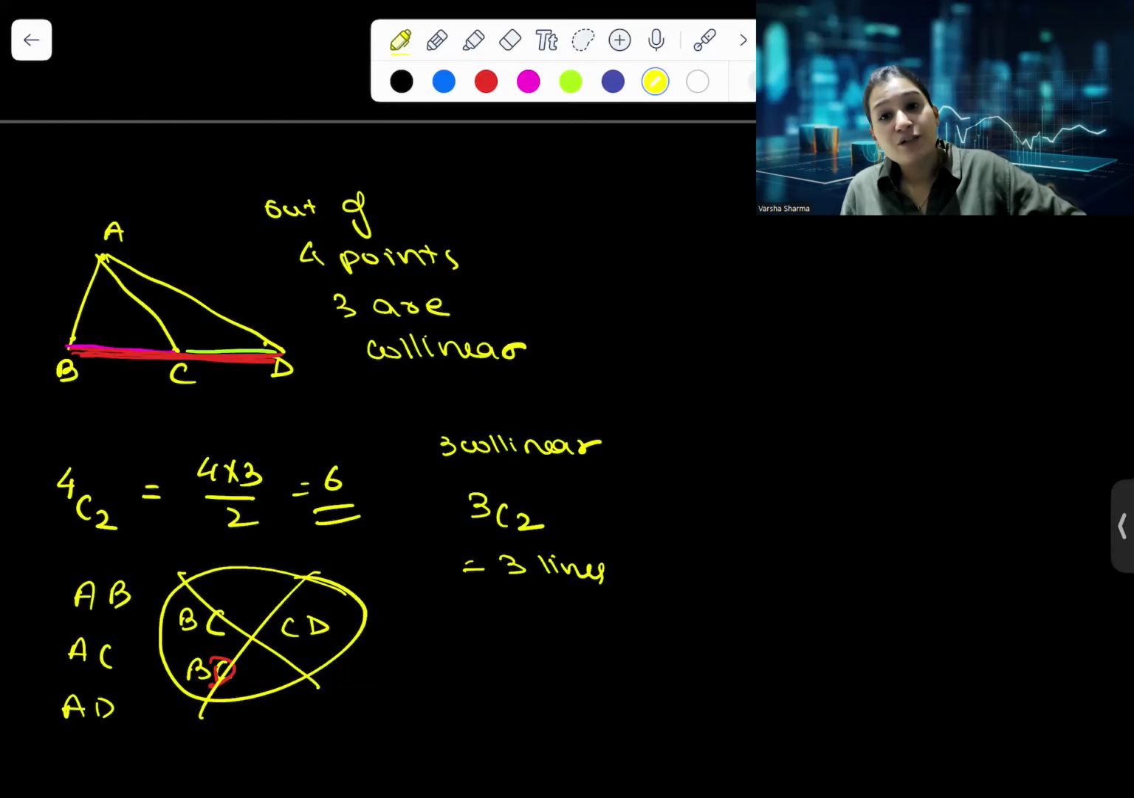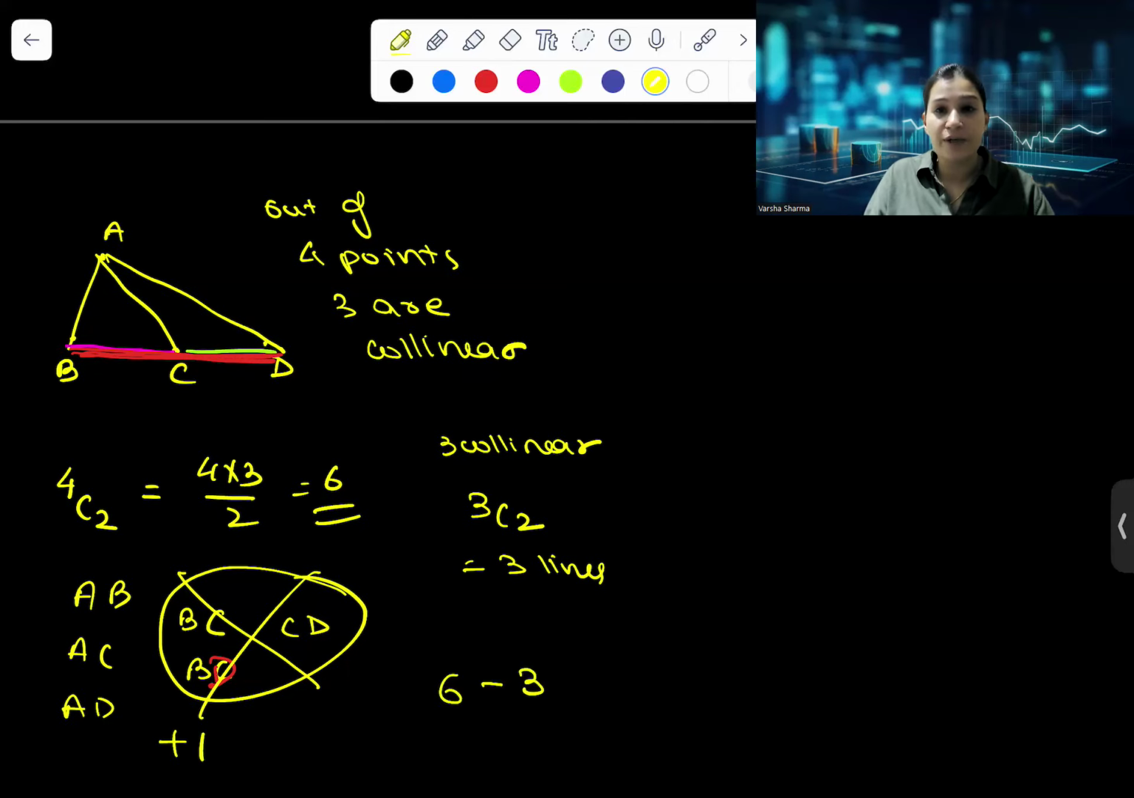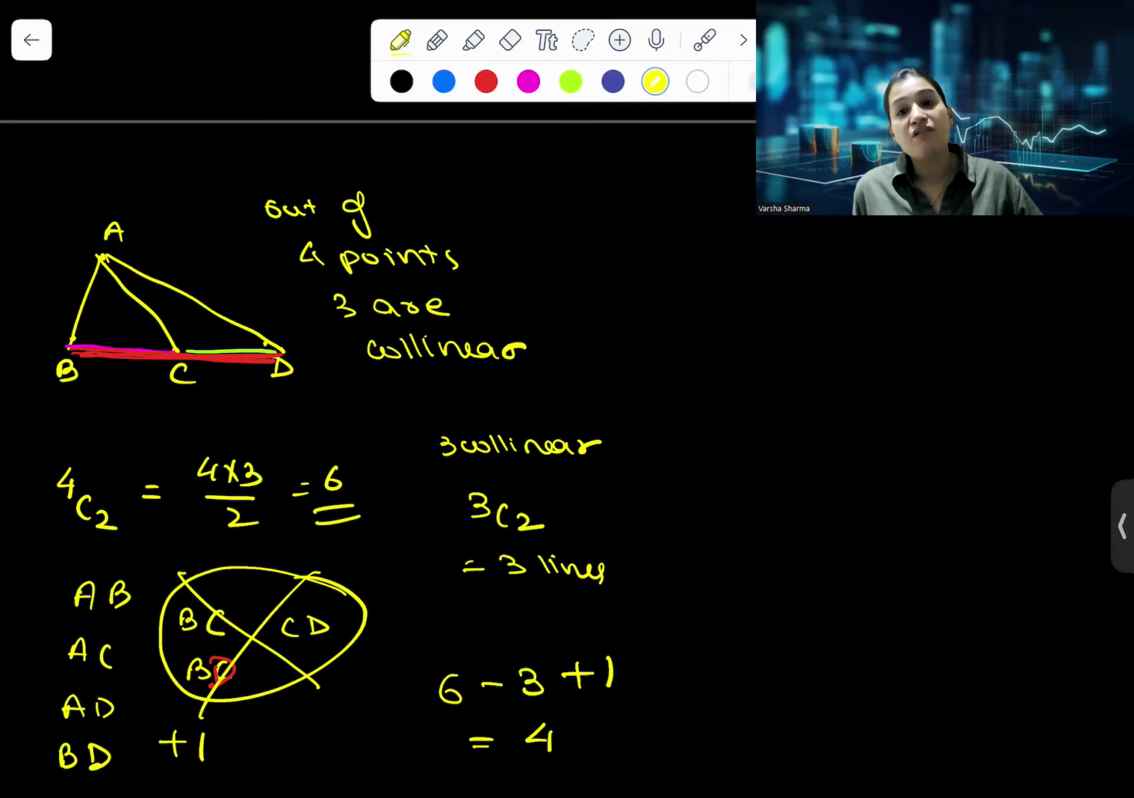Yes. Now what should I do? Now just take the longest line. Just take the longest one line. So add 1 to it. So basically from total 6, I removed all the lines that the collinear points were forming and then added the longest one to it, which gave me 4. So in total, if you can see, AB, AC, AD and BD, there are a total of 4 lines.